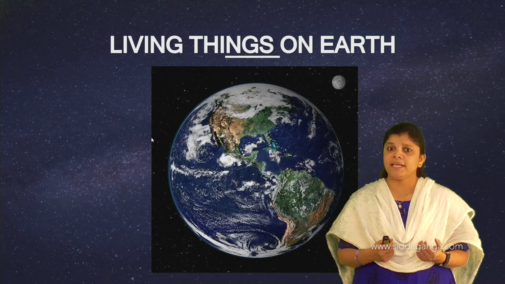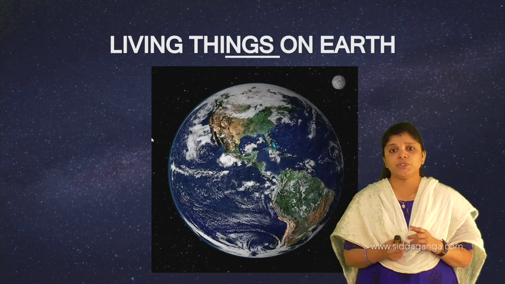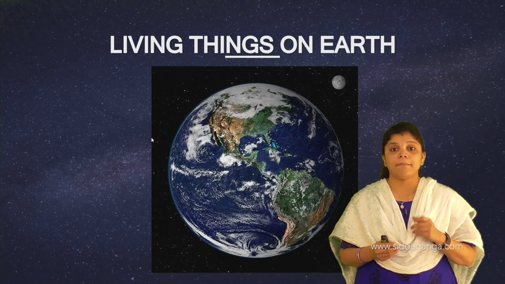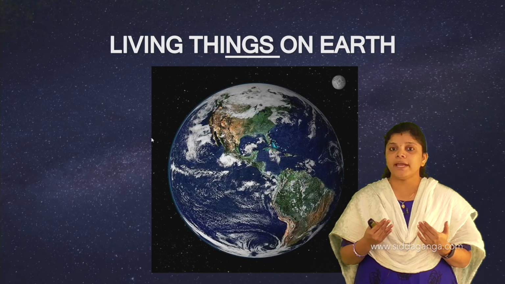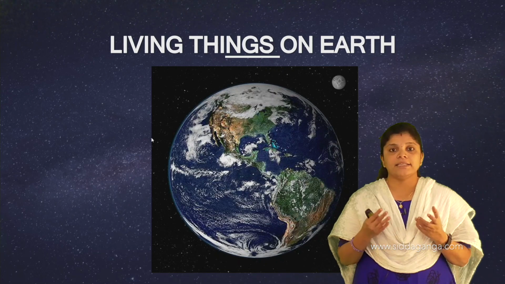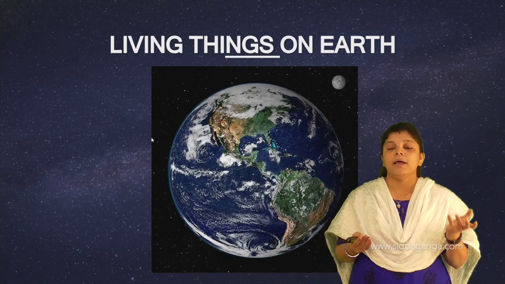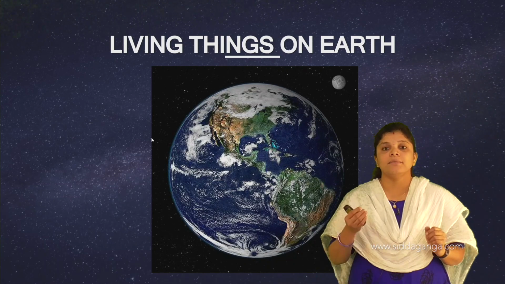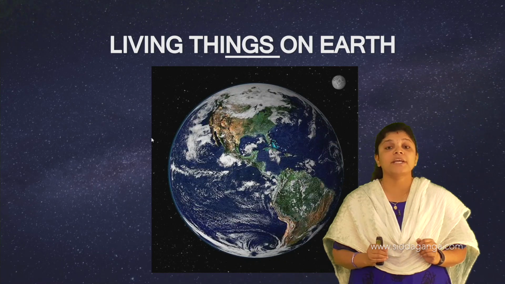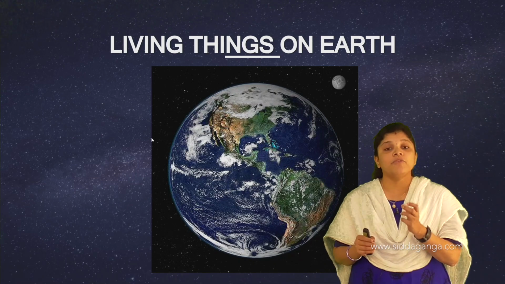For example, human beings and animals need what? Oxygen. We need oxygen to breathe. We take in oxygen and we breathe out what? Carbon dioxide. But plants take in carbon dioxide for the process of photosynthesis and give out what? Oxygen. This is one of the balances in nature. Plants give out oxygen, and animals give out carbon dioxide to plants. This is one of the balancing acts of nature.